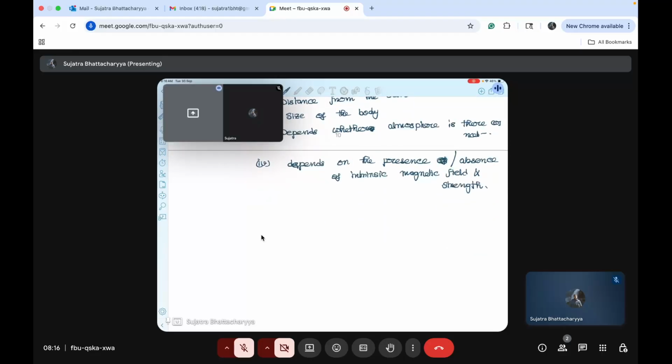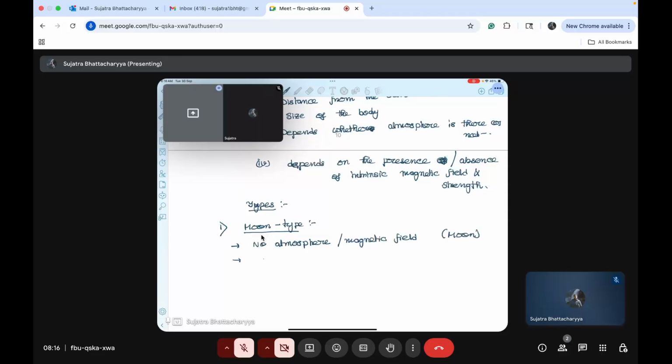Now there are four types. Types can be classified as number one, Moon type. So in the Moon type, what is happening is that there is no atmosphere or magnetic field. Both are not present. No intrinsic magnetic field is present and no atmosphere is present. For example, the Moon, because it's a Moon type.